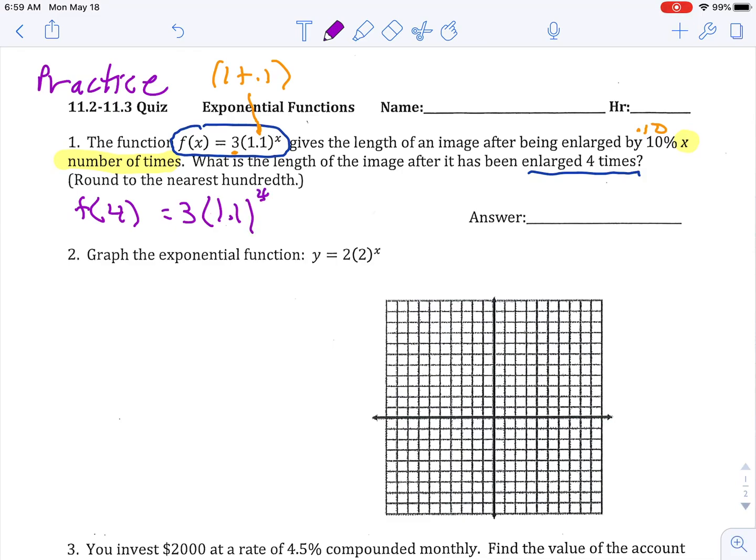So go ahead and pause the video, calculate on your calculator that value, and see if you get the right answer. Because a lot of this stuff is just plugging stuff in correctly into your calculator. So you should get 4.3923. Round to the nearest hundredth would be 4.39 inches.